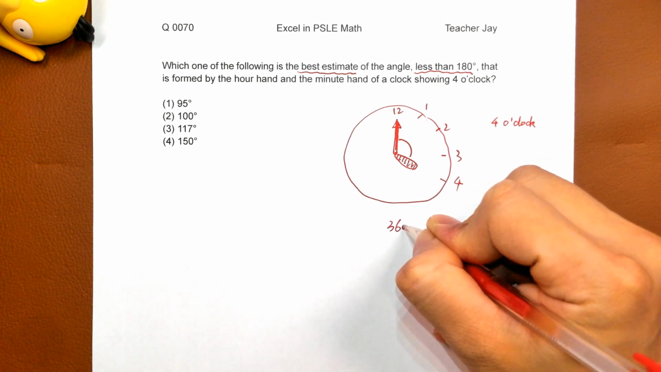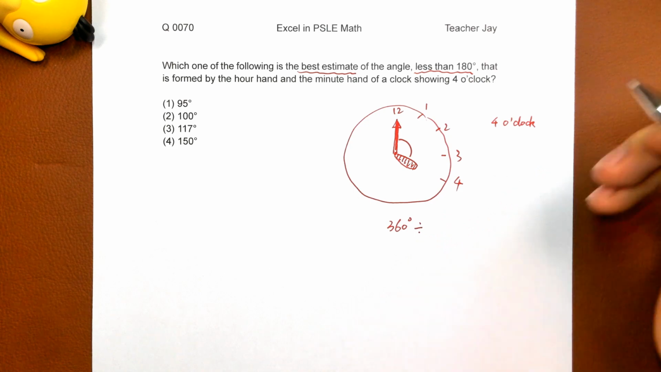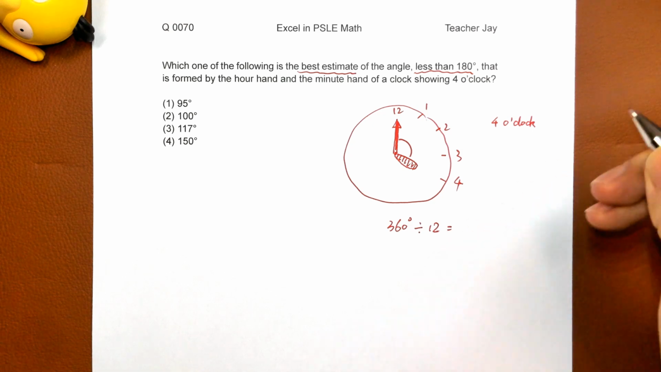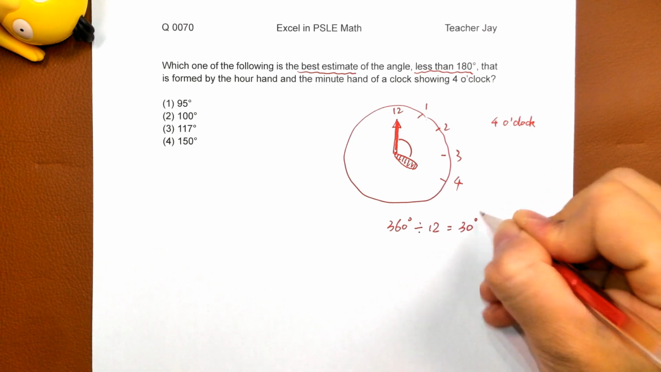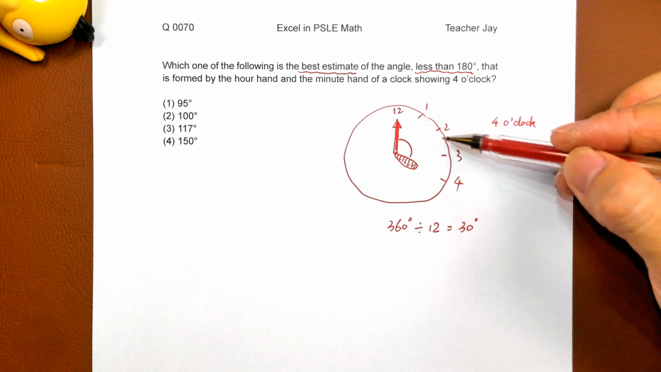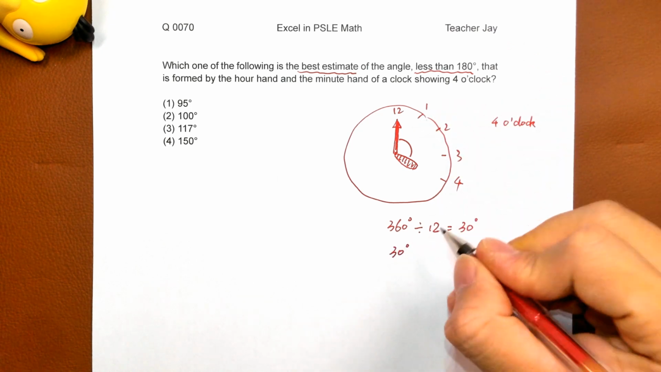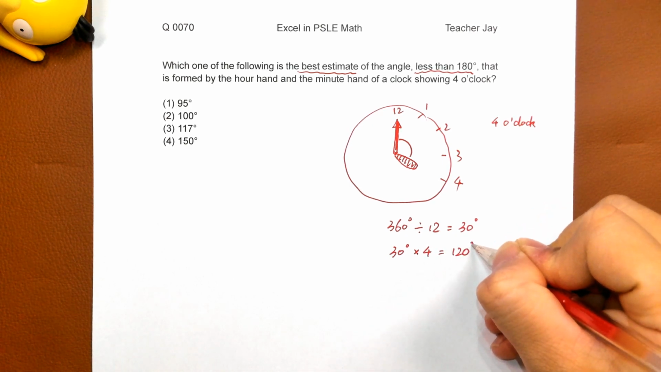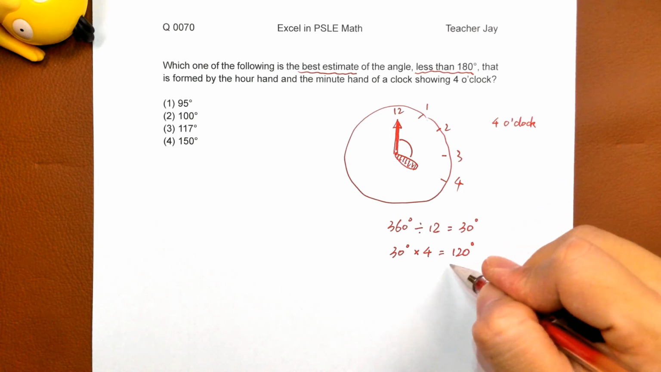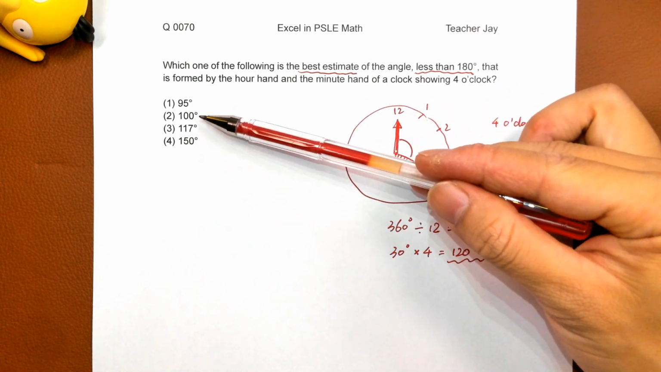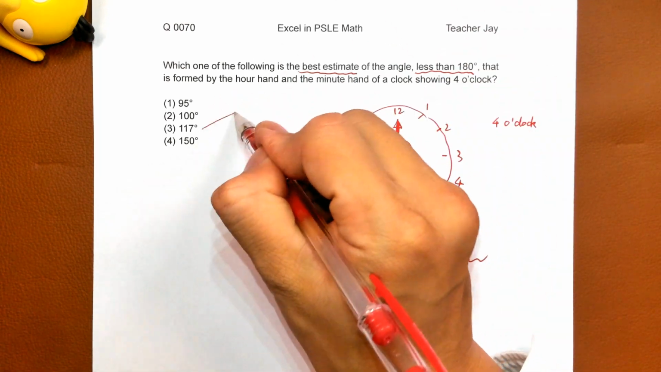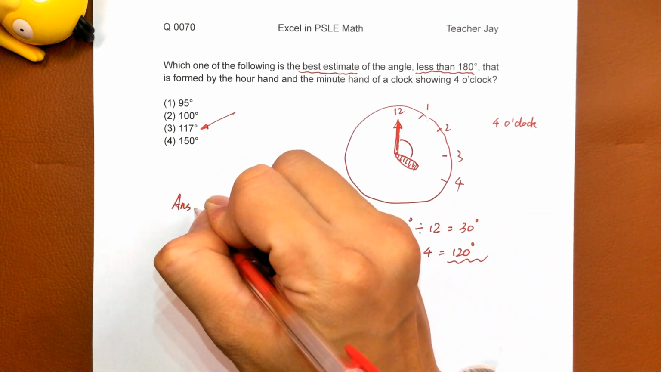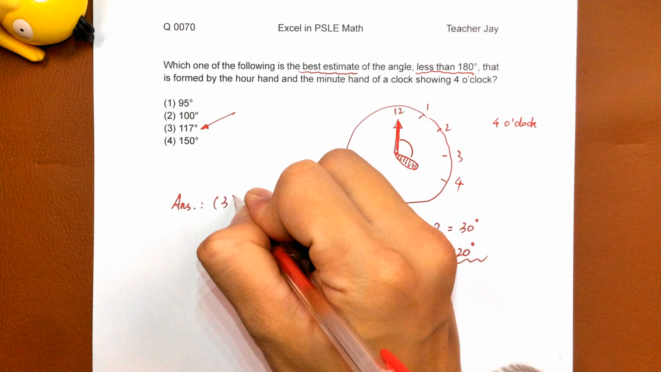So 360 degrees, which is one revolution, divided by 12 is 30 degrees for each portion. Now 1, 2, 3, 4. 30 degrees times 4, roughly 120 degrees. 大概就是在这样子的一个范围。那么我们来看哪一个角度最接近呢？当然是我们的117. So the answer is option 3.